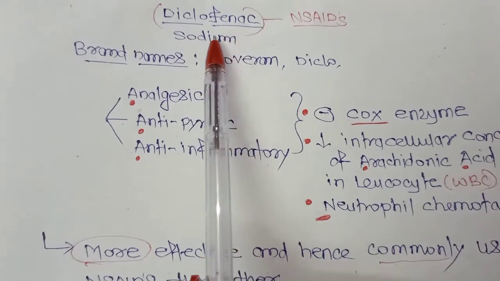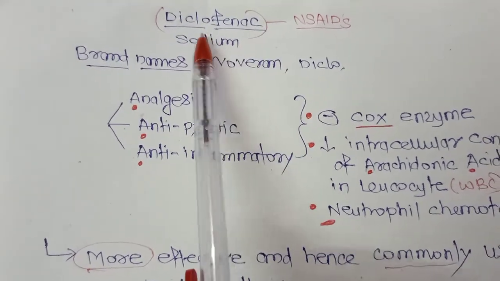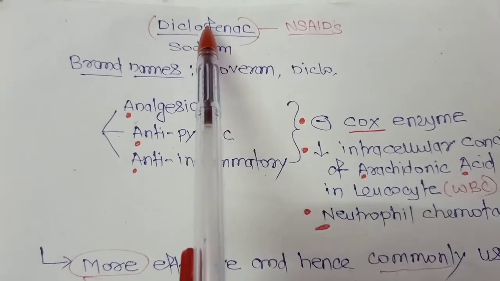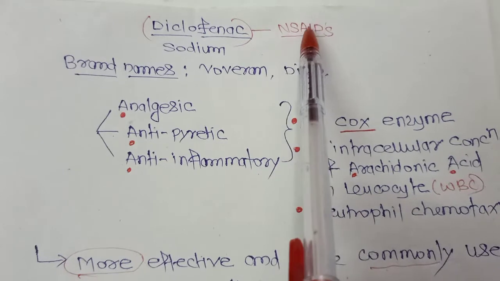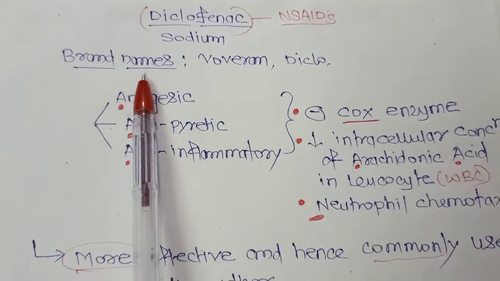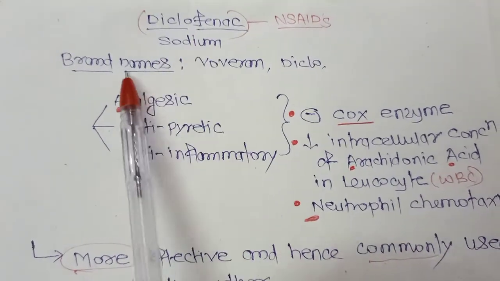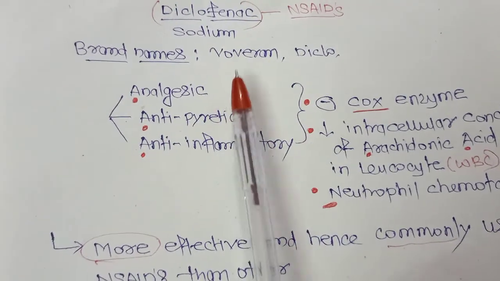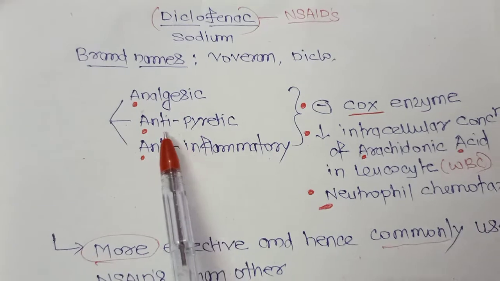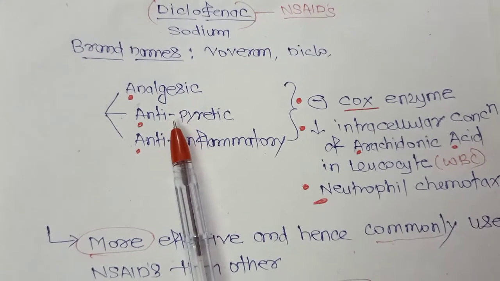Today we are going to discuss diclofenac. This diclofenac sodium is the most commonly used non-steroidal anti-inflammatory drug. The brand names of diclofenac sodium include Voveron, Diclo and many others. First of all, we'll see the various actions of diclofenac.